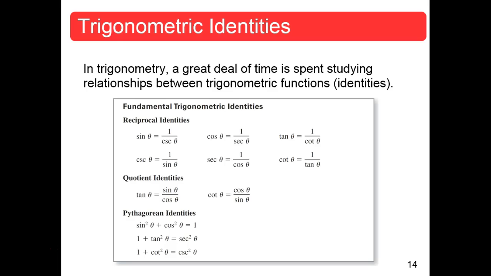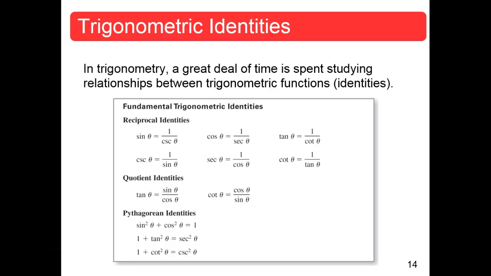The sine is the reciprocal of the cosecant, which means the cosecant is the reciprocal of the sine. Those are called reciprocal identities. And similarly, the cosine is the reciprocal of secant, secant is the reciprocal of cosine, tangent is the reciprocal of cotangent, and cotangent is the reciprocal of tangent.